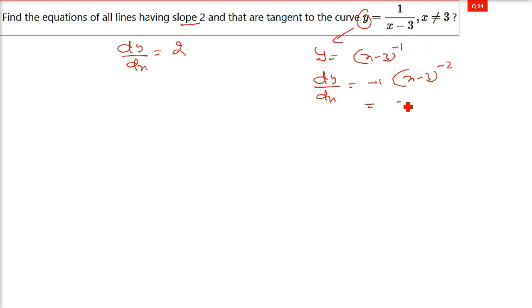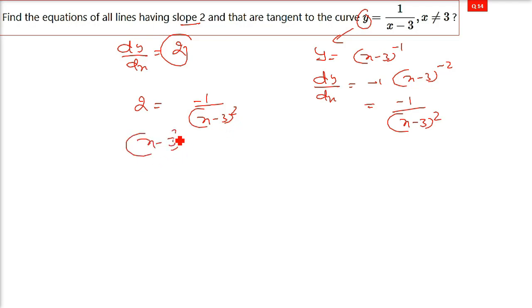This is negative 1 divided by (x - 3) to the power 2, which goes to the denominator. Now this has to be equal to 2. So 2 will be equal to negative 1 by (x - 3) whole square. And now we will do the cross multiplication and we'll try to make this a proper solution, because we have to find the equation of all lines having slope 2 that are tangent to this. So (x - 3) squared equals minus 1 by 2.